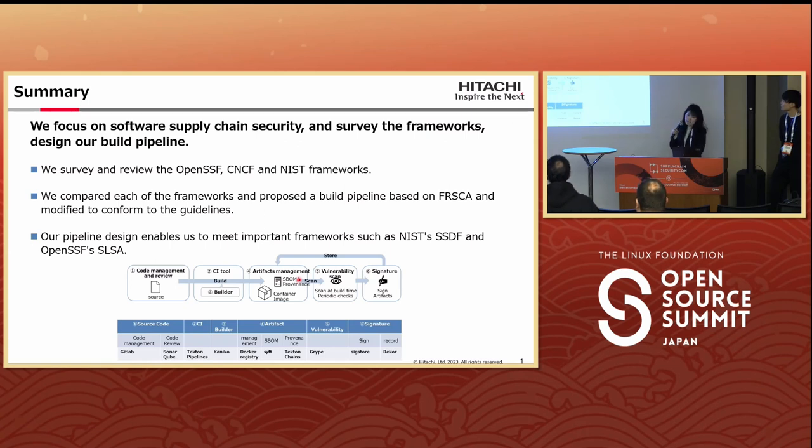This is today's summary. We focus on software supply chain security, survey the frameworks, and design our build pipeline. First, we survey and review the OpenSSF, CNCF, and NIST frameworks. Second, we compared each of the frameworks and proposed a build pipeline based on FRSCA and modified to conform to the guidelines. So our pipeline design enabled us to meet important frameworks such as NIST's SSDF and OpenSSF's SLSA.